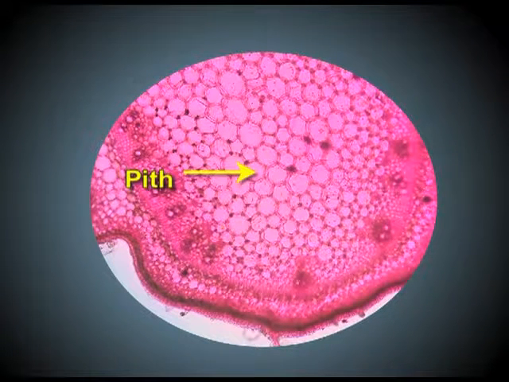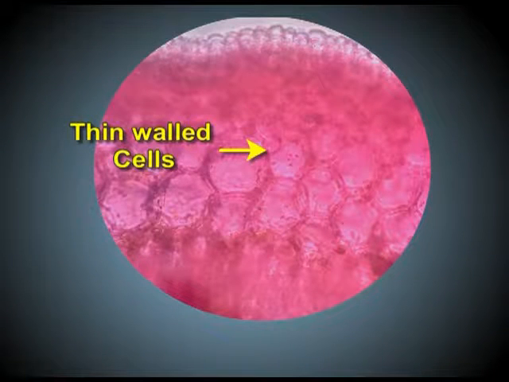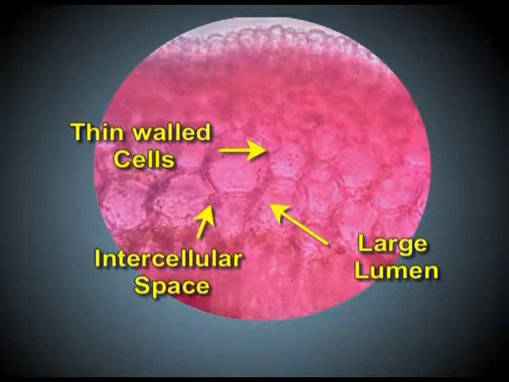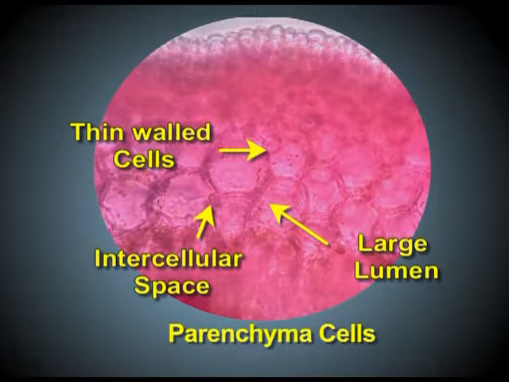So, here we find that the pith and the cortex consists of very thin walled cells. These thin walled cells consist of cells having circular outline and they are loosely arranged, they have intercellular spaces, they have large lumen and they are living cells. Such thin walled cells are called as parenchyma.